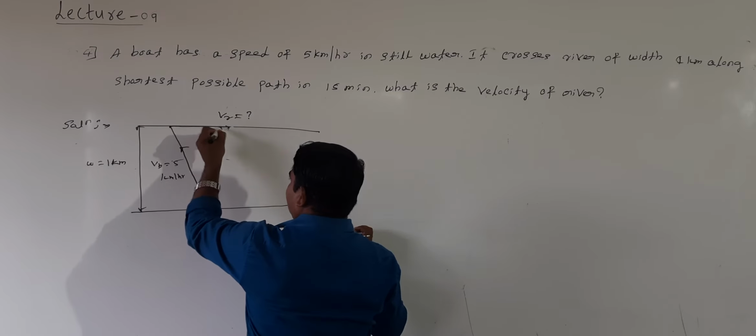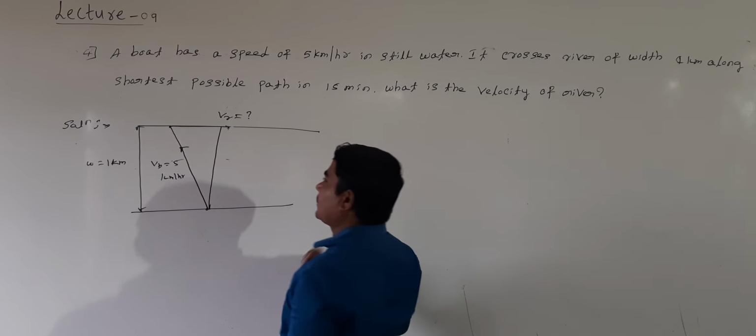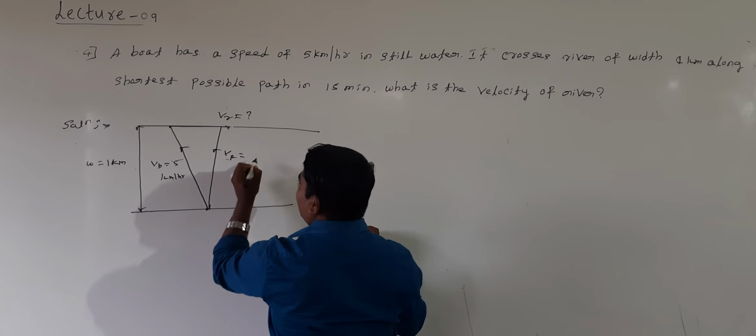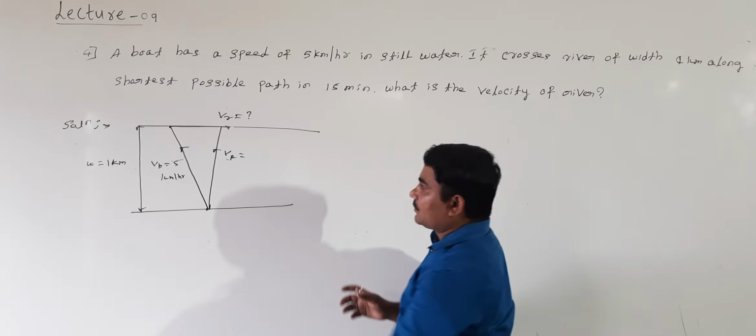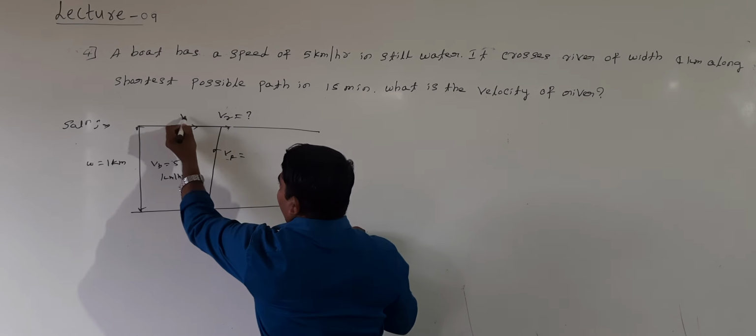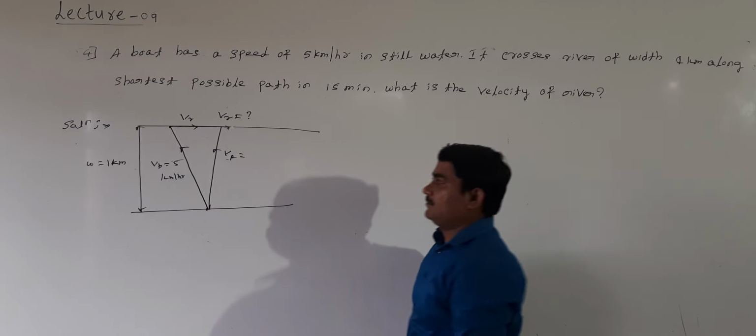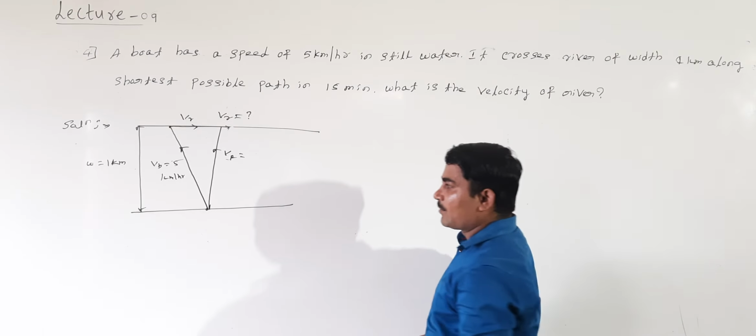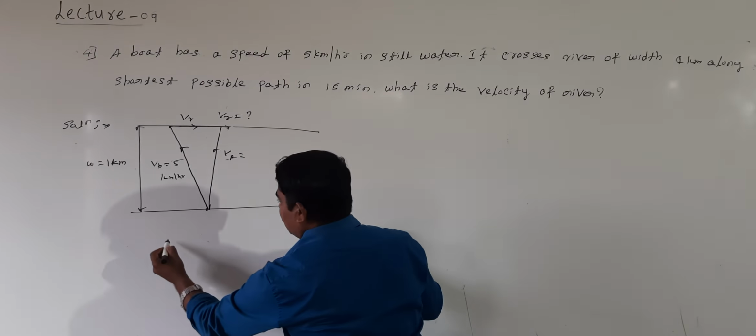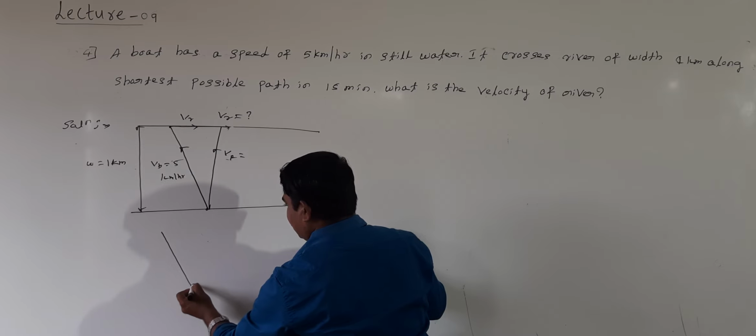Shall I represent here? How to take it? This is nothing but the resultant speed, VR, I will take. This represents the velocity of the river in this direction. How does the diagram look once again? See here, like this diagram.